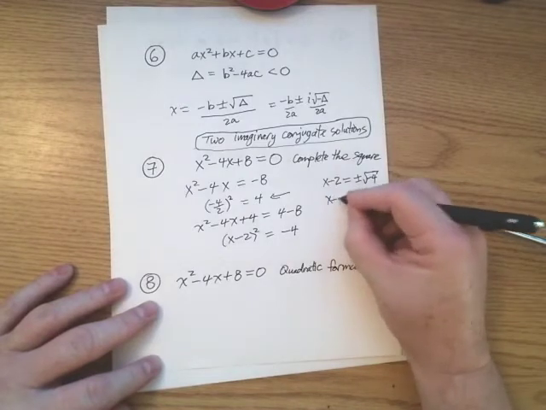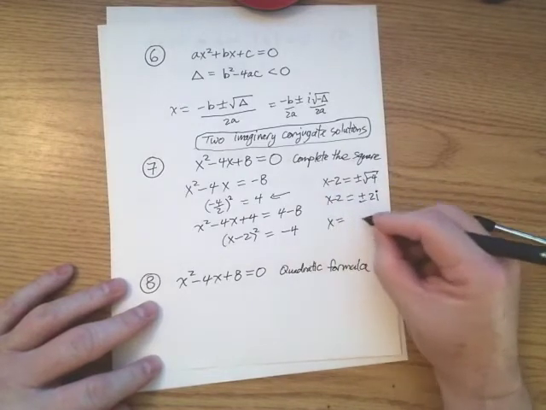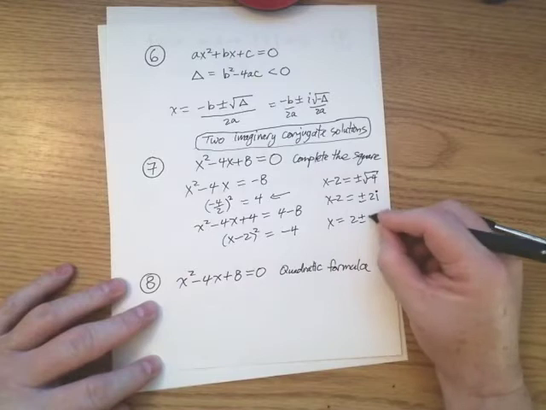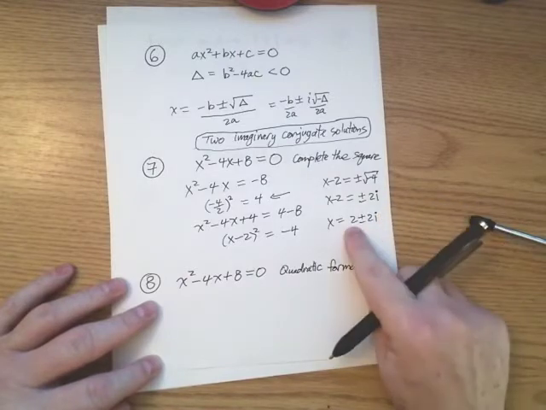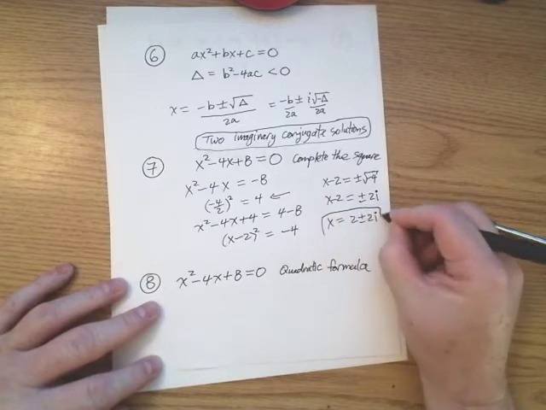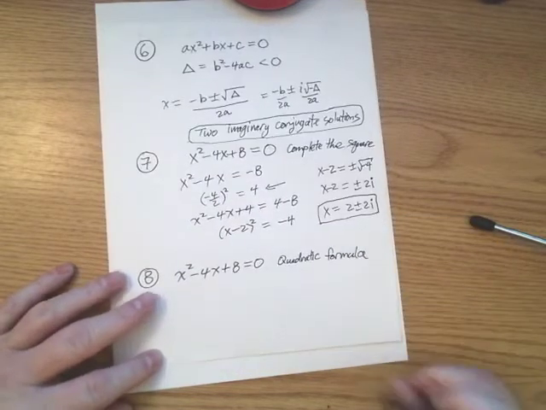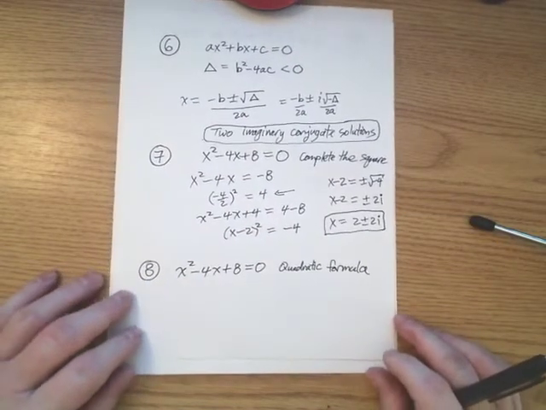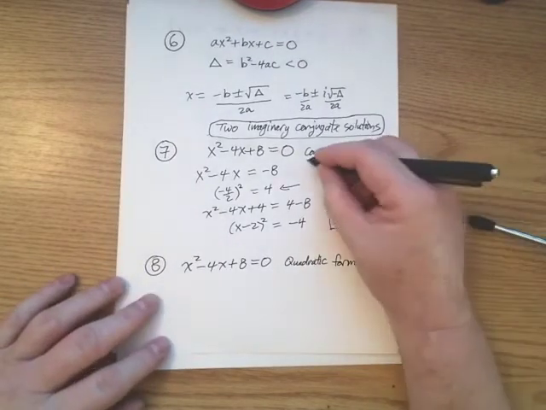Okay, that's x minus 2. Add 2 on each side to isolate the x. It's our tradition to write the real number and then the imaginary part afterwards. So we have here that x is 2 plus or minus 2i. Okay, that's completing the square.